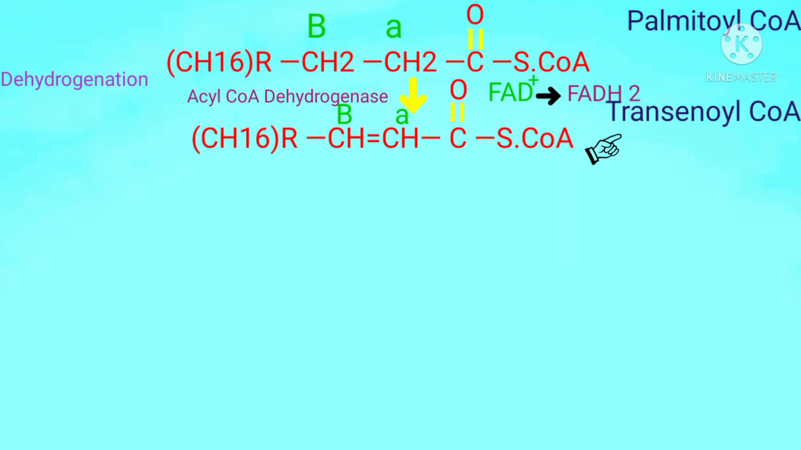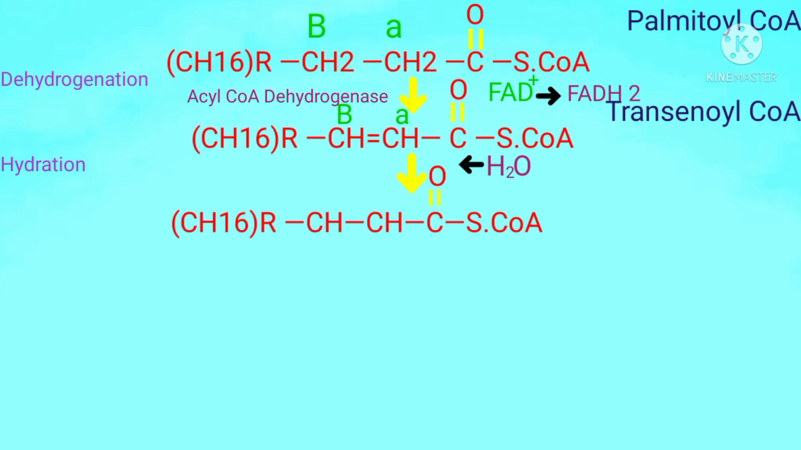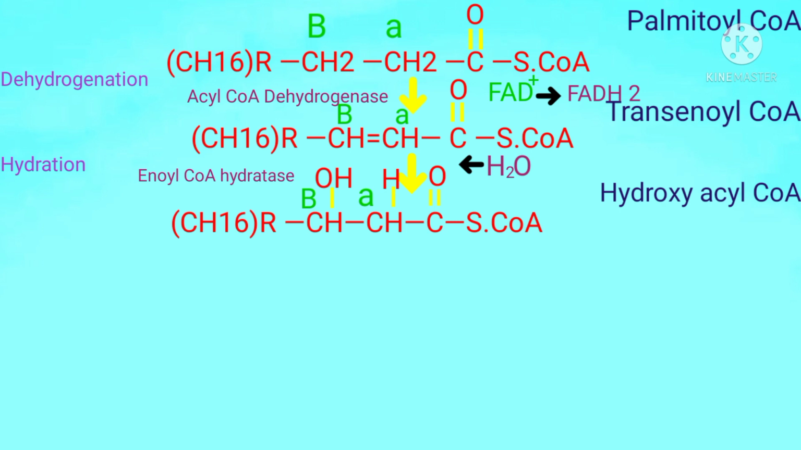The second reaction in the series of beta oxidation is the hydration reaction, which means addition of a water molecule. This water is added across the alpha and the beta carbons. A hydroxyl group is added to the beta carbon and a hydrogen atom is added to the alpha carbon, and the compound obtained is known as hydroxyacyl CoA, and the involved enzyme is known as enoyl CoA hydratase.